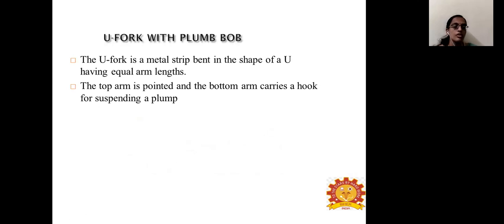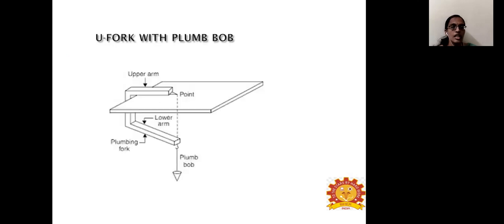So the U fork is a metal strip bent in the shape of a U, having equal arm lengths, and the top arm is pivoted and the bottom arm carries a hook with the suspended plumb. As you can see, this is the U fork with the plumb bob arrangement. This is having both ends.